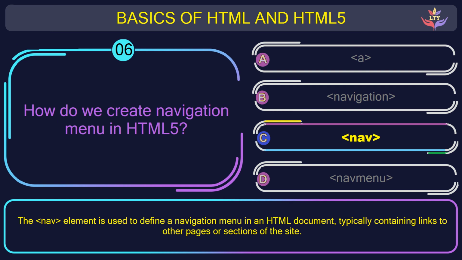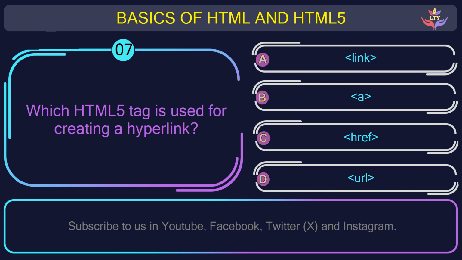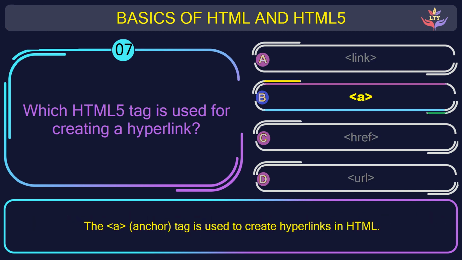Question number 7. Which HTML5 tag is used for creating a hyperlink? The correct answer is option B. A. The a anchor tag is used to create hyperlinks in HTML.